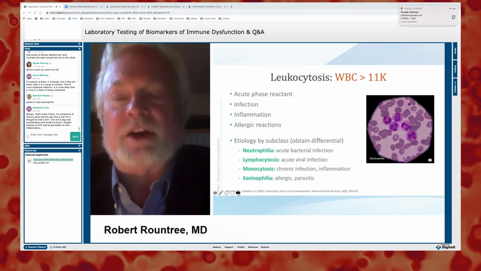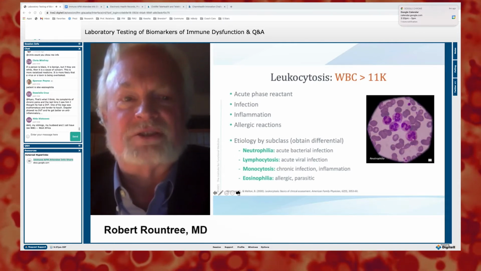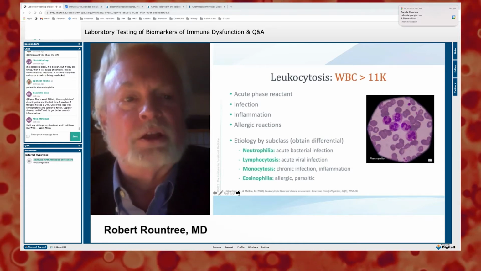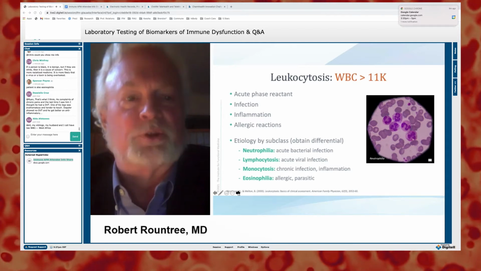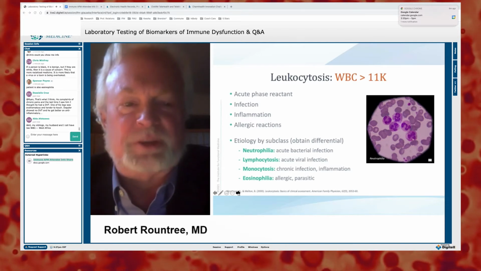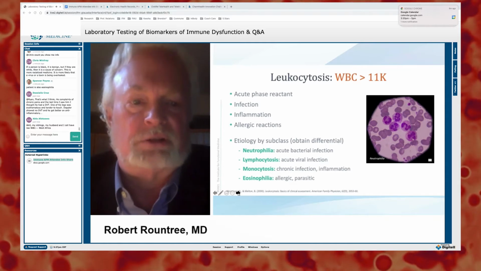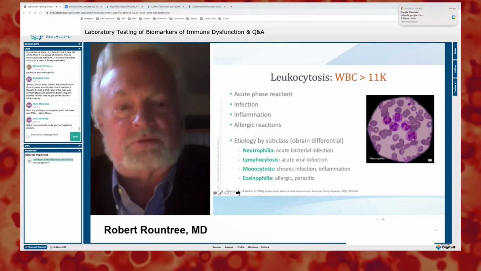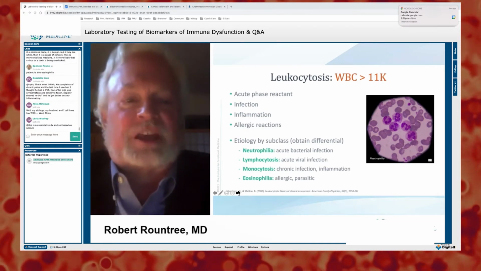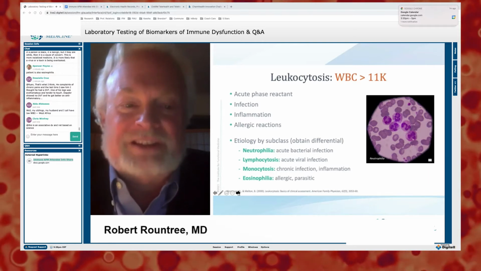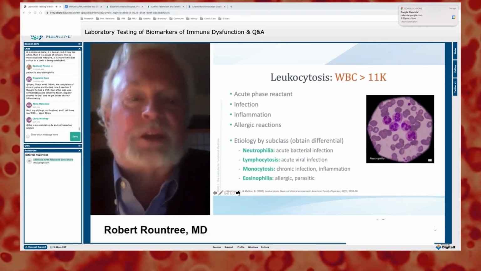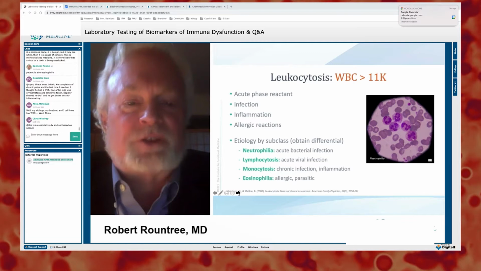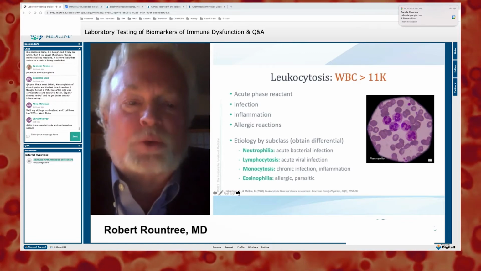So a white count over 11,000 indicates the acute phase response. There's activation going on. Okay? You're also going to wonder, well, is there inflammation or infection? Could this be some kind of weird allergic reaction to a drug? Now, if you look at the subclass of white cells, the kind of classic way to interpret them is to say neutrophilia means bacterial. Except with COVID-19, what are we seeing? Sometimes you'll see a severe neutrophilia. The neutrophils will be way high with COVID. So that kind of throws that old adage out the window.